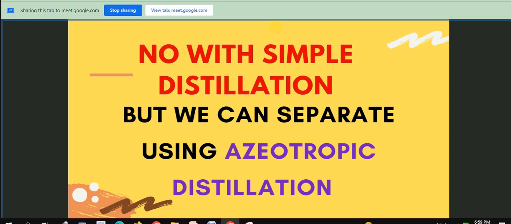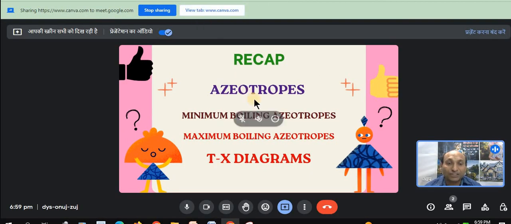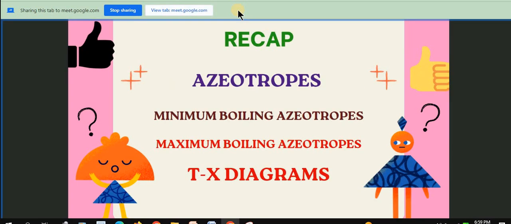Okay. So today we have understood the types: azeotropes, minimum boiling azeotrope, maximum boiling azeotrope, and the Tx diagrams.